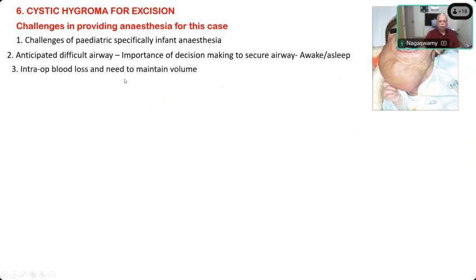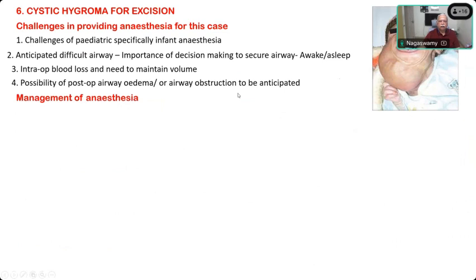And the intraoperative blood loss needs volume maintenance because this particular picture shows a lot of vessels on the surface. And there is the possibility of post-operative airway edema. Once the gland has been removed, just like a thyroid swelling, this will have been compressing the trachea for a long time, and that may collapse. So airway obstruction is to be anticipated. And supposing you anticipate airway obstruction, what will you do at the end of the surgery?